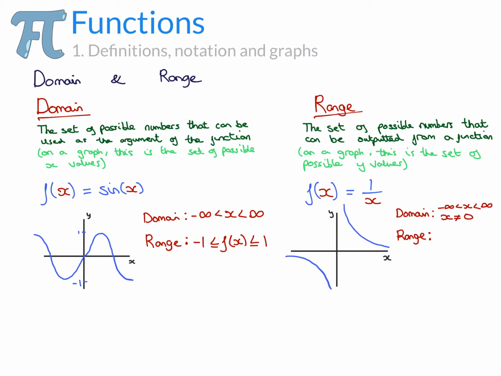For the function f of x is equal to 1 over x, we see that we can put all x values in except x equals 0. It makes no mathematical sense if we try to make x equals 0. The result is undefined since you can't divide by 0, and so we state that the domain is all numbers except x equals 0. Likewise, we can obtain any answer as the output of 1 over x except for 0. In other words, there is no possible input to f of x that would make the output 0. And so we state that the range of f of x is all possible numbers except f of x is equal to 0.